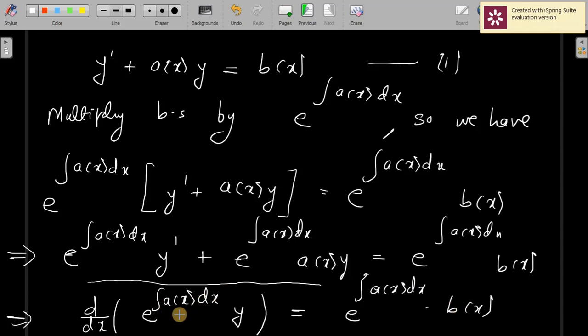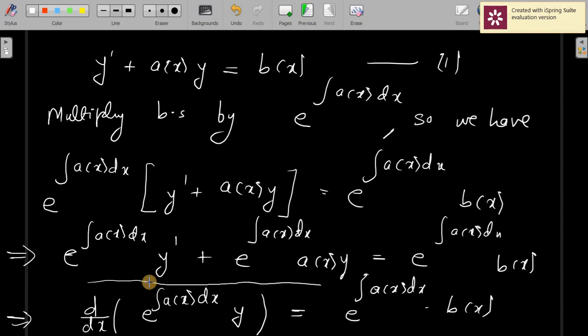Now that's it. When you take the integral on both sides, you will get an expression containing y explicitly without any differential coefficient. So that becomes the solution of this given equation. And whatever factor we are multiplying to this given differential equation to convert it into this form, that is the derivative of a certain function, it's called an integrating factor. So this e raised to integral of a of x dx is called an integrating factor in this case.